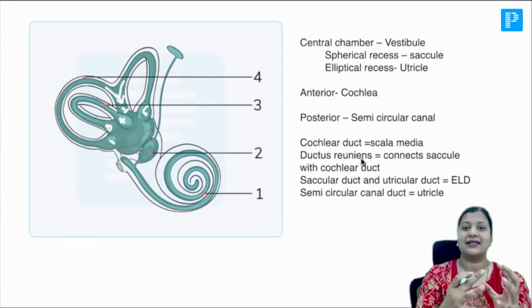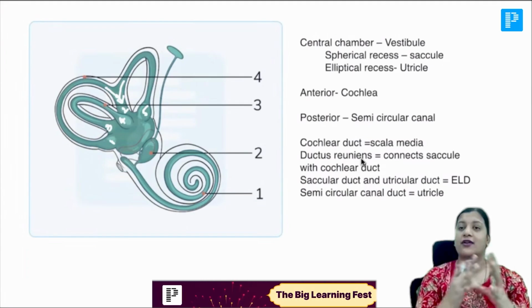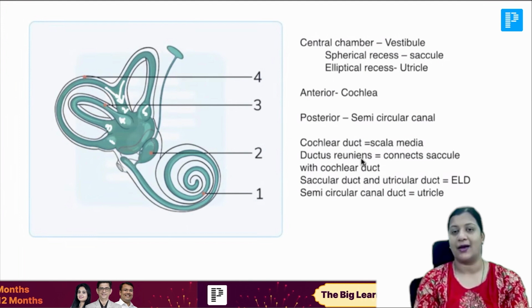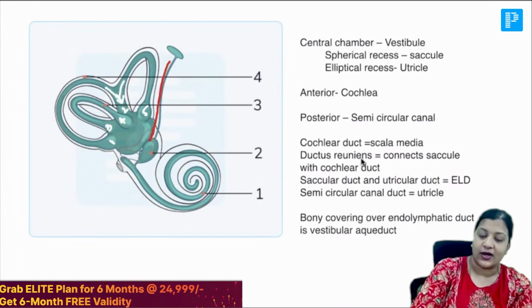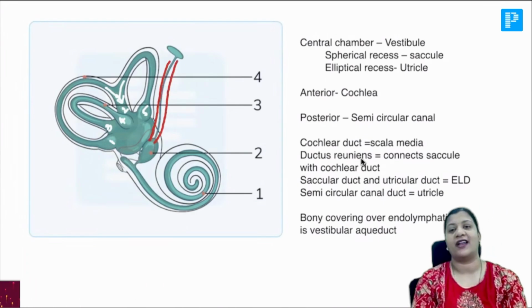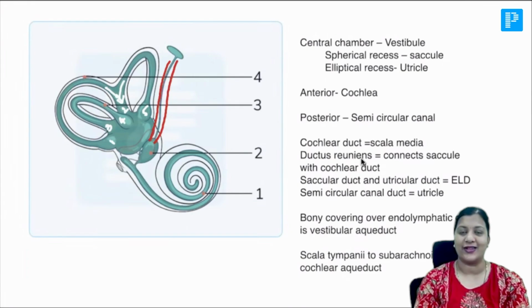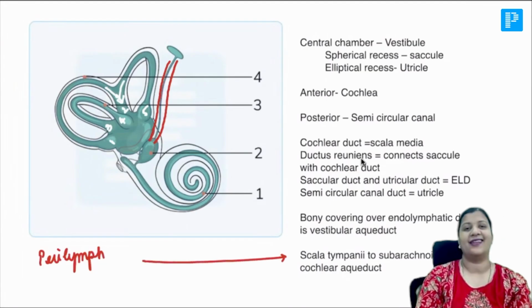Now the content inside, which is the cochlear duct, ductus reuniens, endolymphatic duct, and semicircular canal duct, all of them form the membranous labyrinth. The bony covering over it, we call the bony labyrinth. Now we have a bony covering over the endolymphatic duct as well. So this bony covering over the endolymphatic duct is called the vestibular aqueduct. And similarly, we have another duct which is called the cochlear aqueduct, which connects the scala tympani with the subarachnoid space. So we've learned that perilymph enters the inner ear via which duct? Via the cochlear aqueduct.